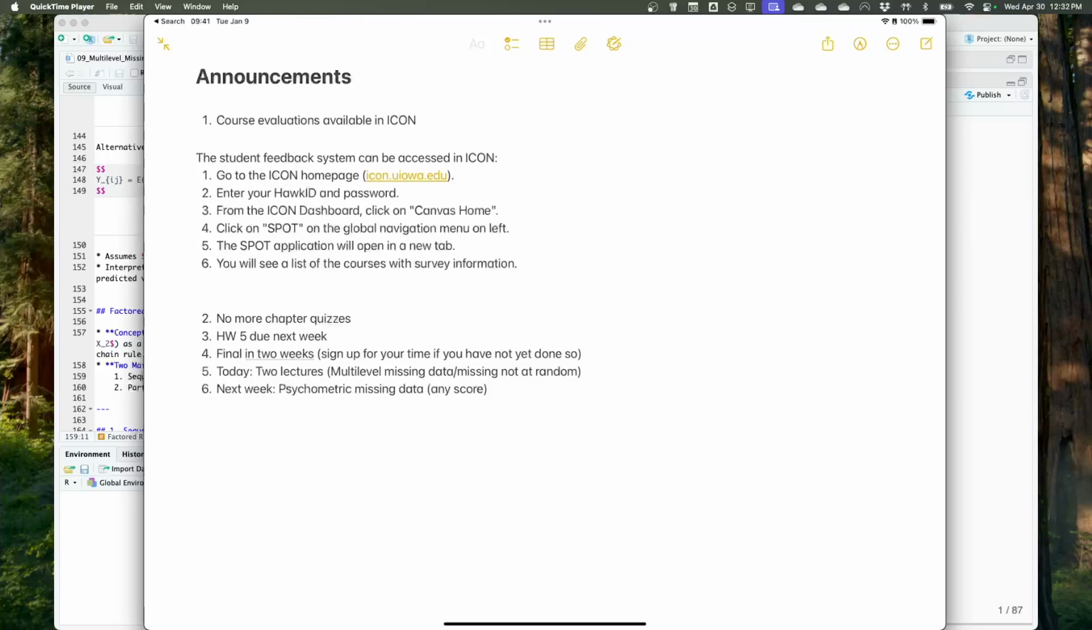First, the course evaluations for the course are available in Icon. You probably know how to do that, but just in case, here's some steps. Go into Icon, go to the dashboard, and click on Spot. You can do that whenever you want. You can do that while I'm talking. Heck, you could even vote early, vote often, rate me. No, I'm just kidding. I do appreciate any information you can give me about the class.